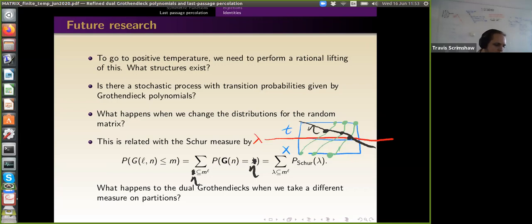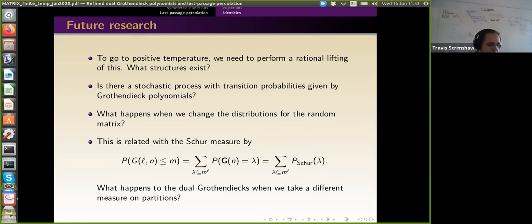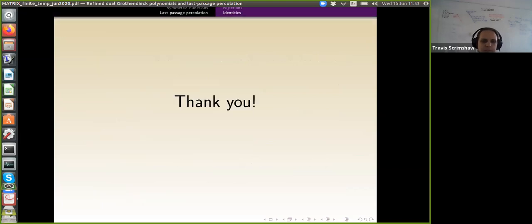But what happens if we replace the Schur measure with something else, like a Macdonald measure? Can we use this combinatorial data, pull it back, and get something interesting, some kind of q,t deformation of the Grothendieck and their duals, something like that? So these are all questions that I would like to find answers for, and would definitely appreciate some help from the audience about this. So thank you very much.